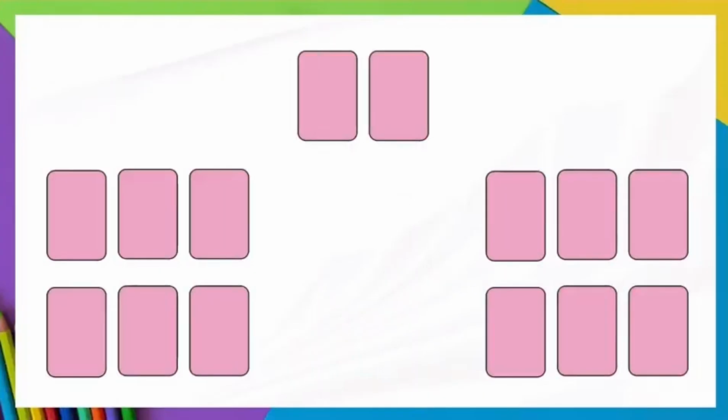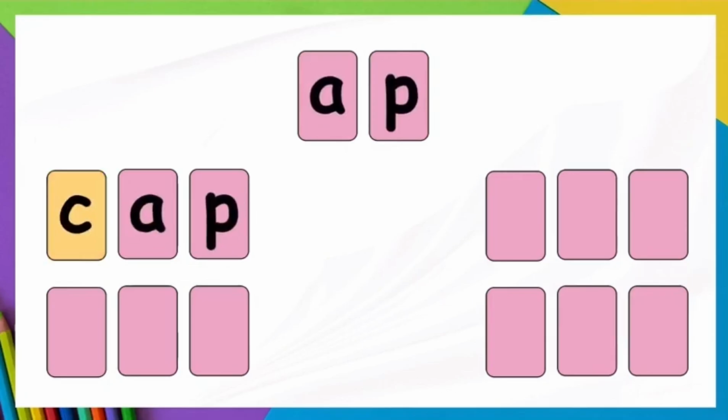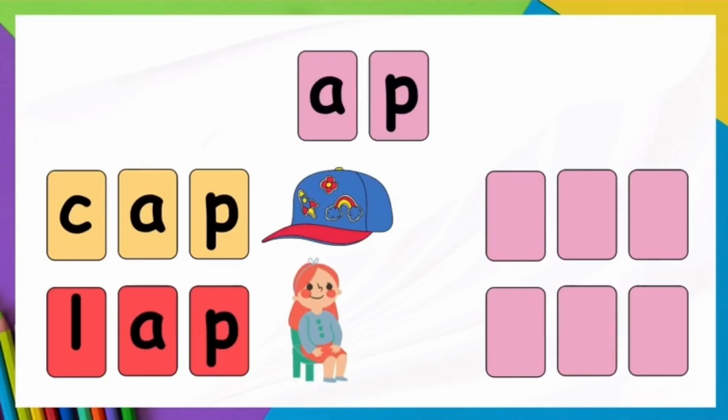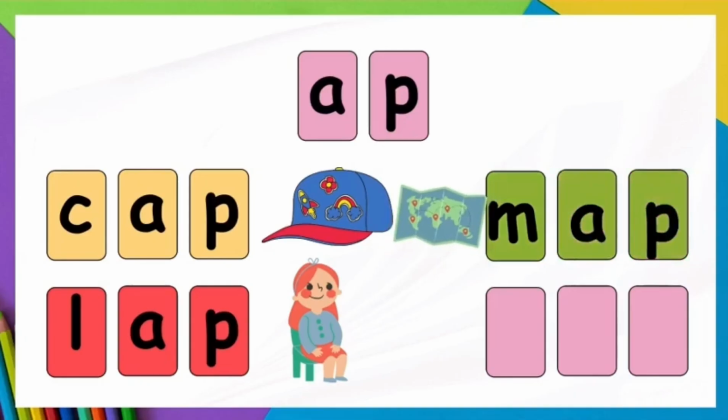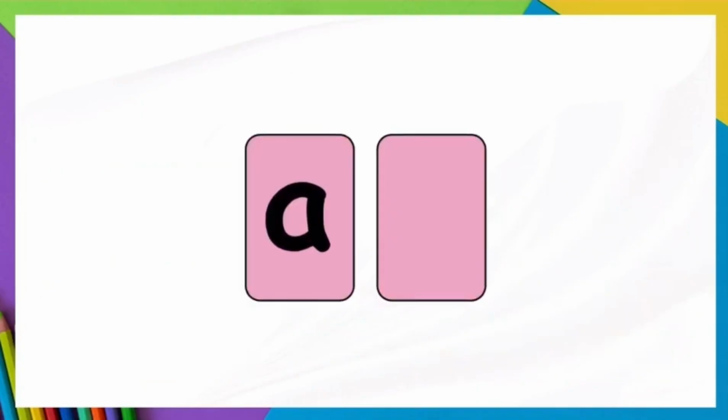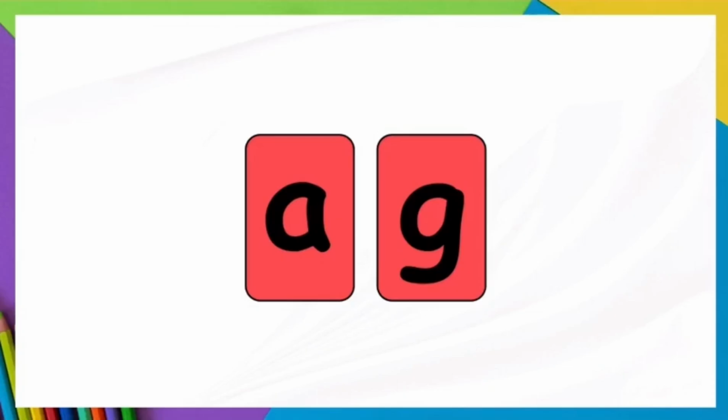Let's read the CVC words again. App, k, app, cap, l, app, lap, m, app, map, n, app, nap, a, g, ag, ag.